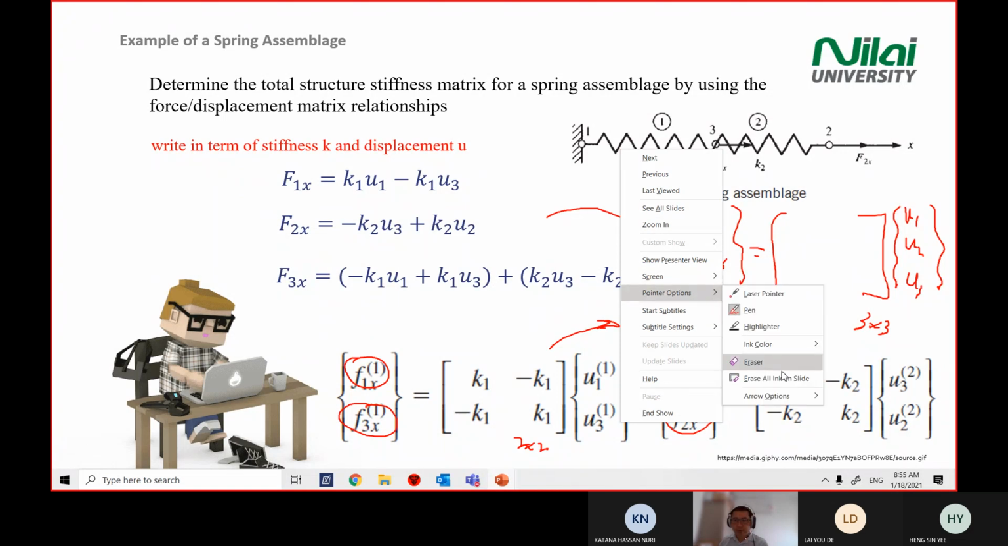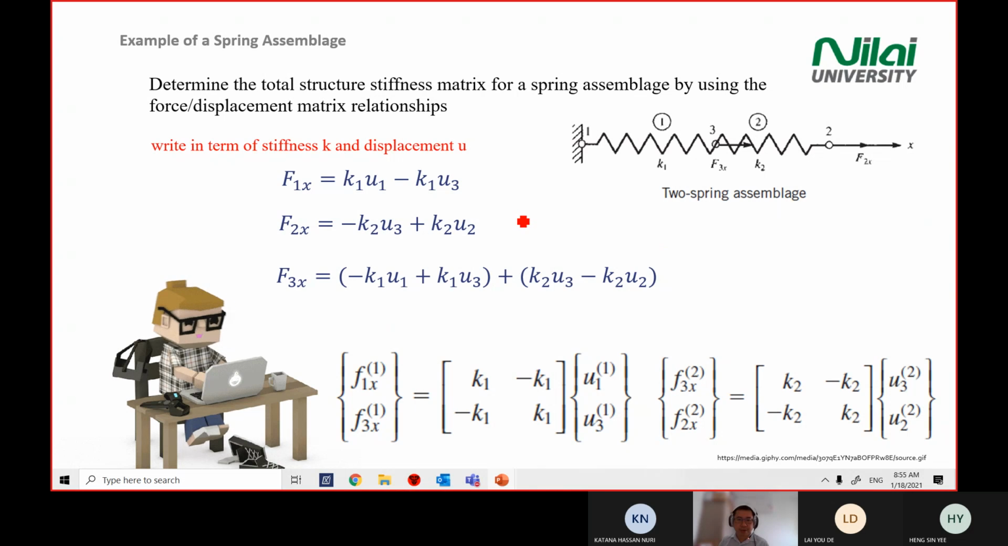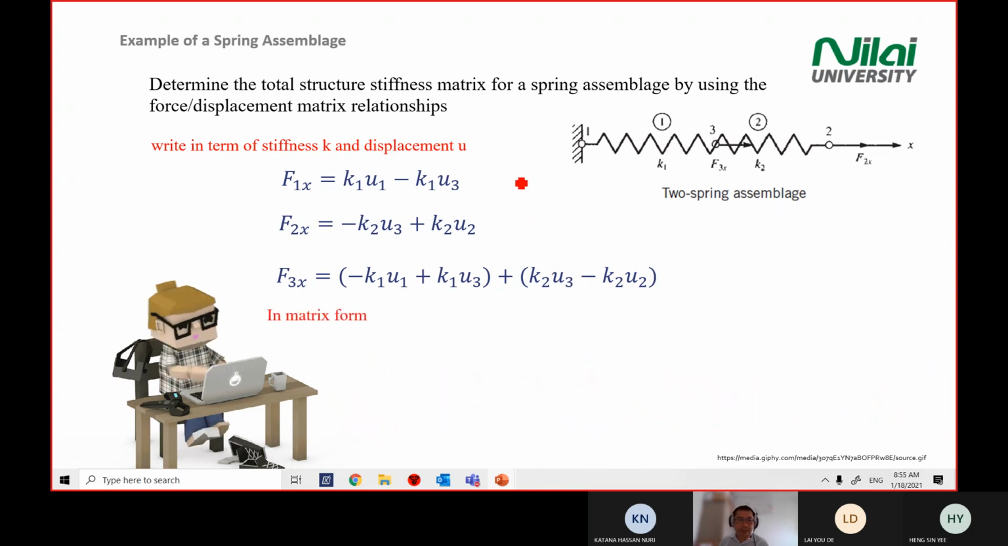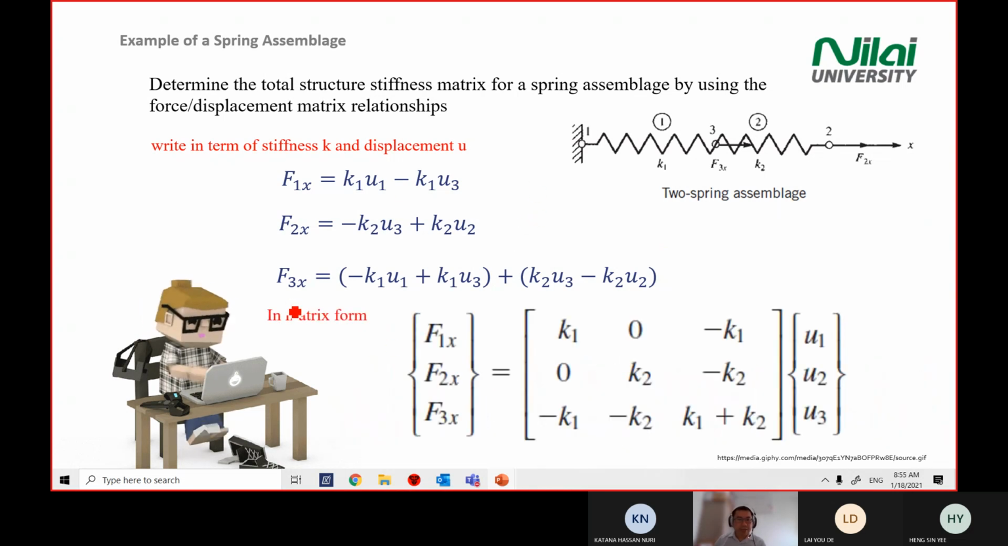I think we should go for a short break, but let me explain this one first, then we go for a short break. Okay, now we put these three equations into matrix form. How do you do it? The first step is always remember your matrix is always in F equal to KD form.